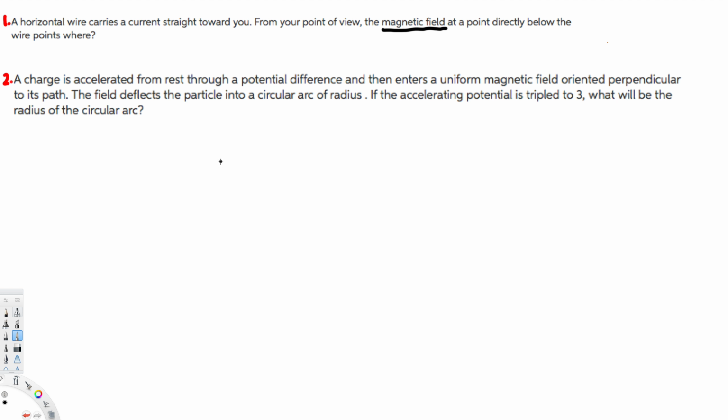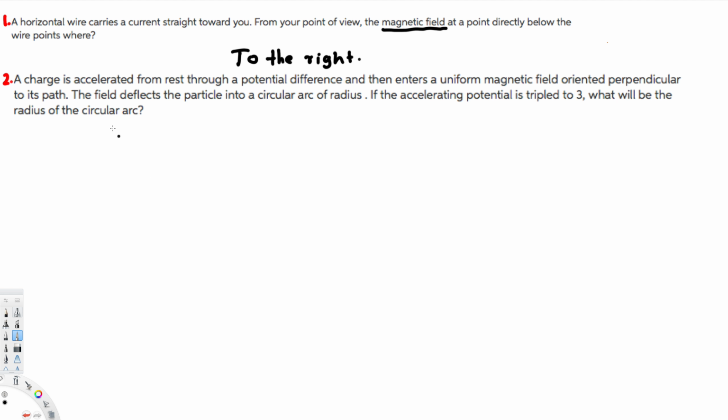And when you curl them, it's going to be to the right side. So the direction of the magnetic field is going to be to the right. That's how we find the direction of the magnetic field. So this is going to be to the right. And let's do the next problem.